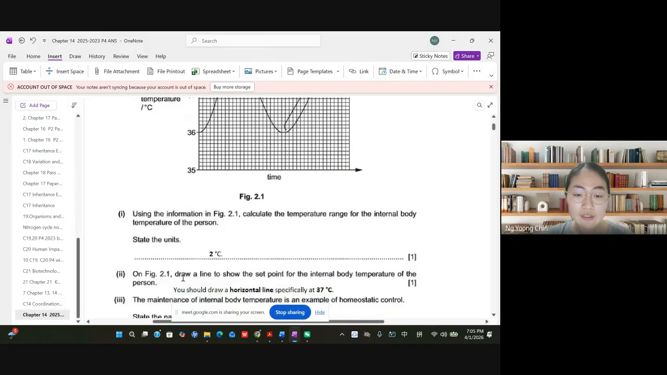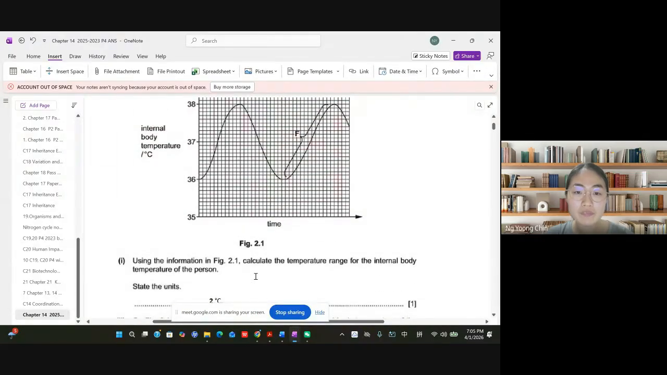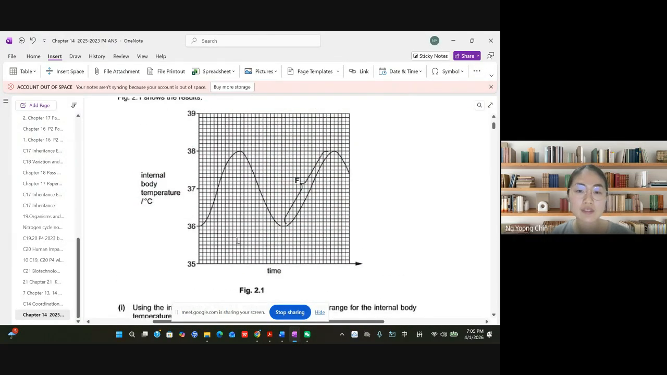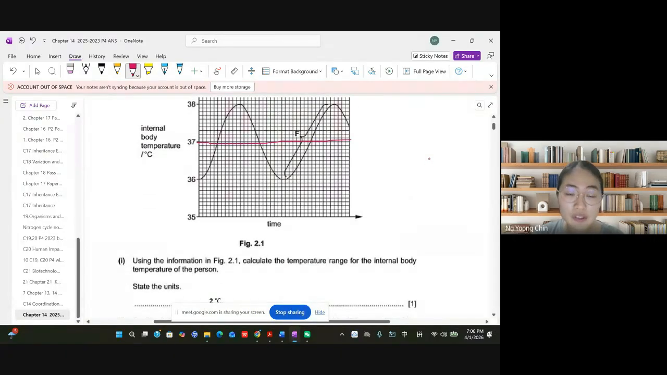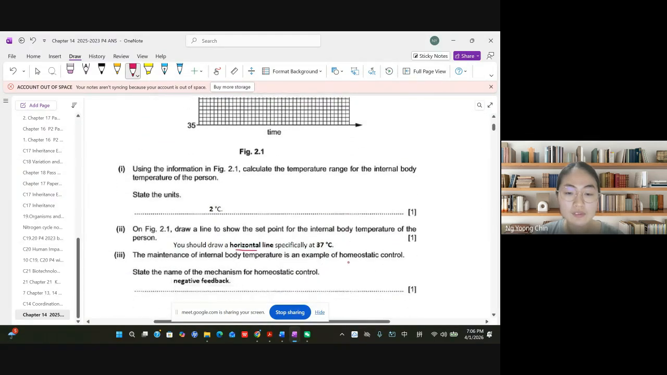And then later: draw a line to show the set point for the internal body temperature of the person. You should draw the set point. So where is the set point? The set point is around here. 37. Because your body temperature range is around 37. So you should draw a horizontal line.